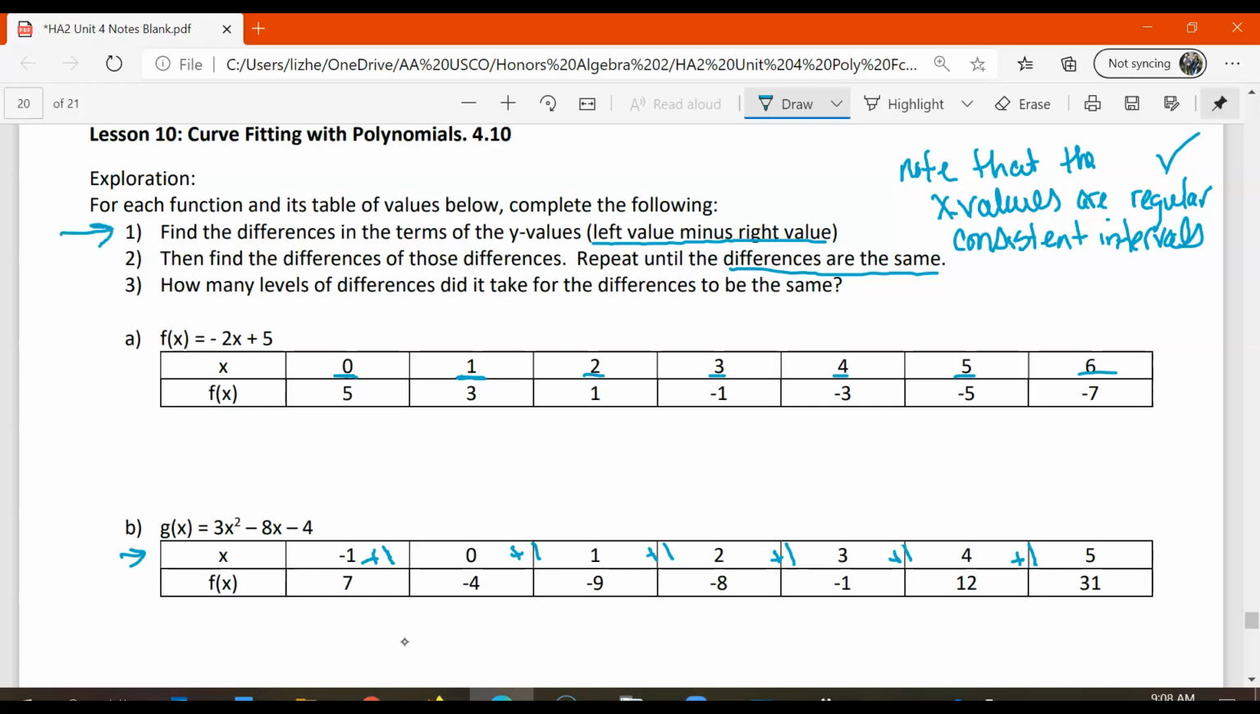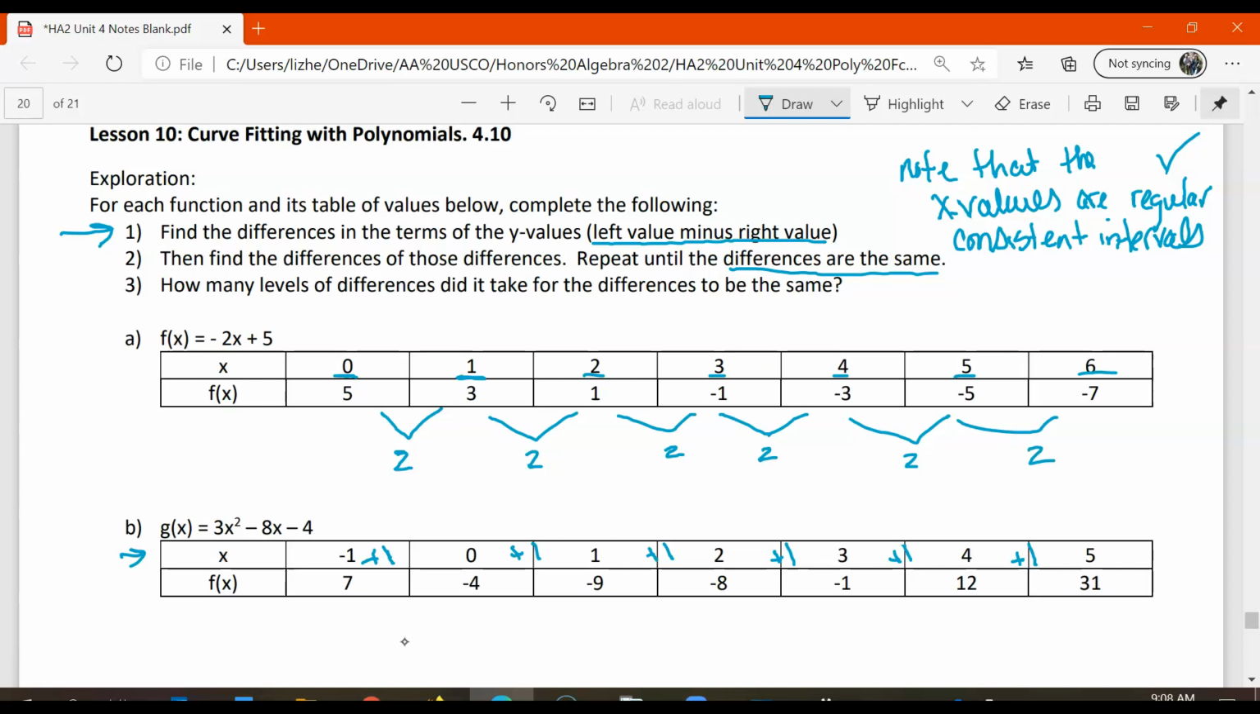So we're at step 1 here. I'm going to go left minus right. 5 minus 3. Subtract those. I get 2. Again, 3 minus 1. Subtract those. I get 2. 1 minus a negative 1 gives me 2. Negative 1 minus a negative 3 gives me a 2. Negative 3 minus a negative 5 gives me 2. Negative 5 minus a negative 7 also gives me 2.